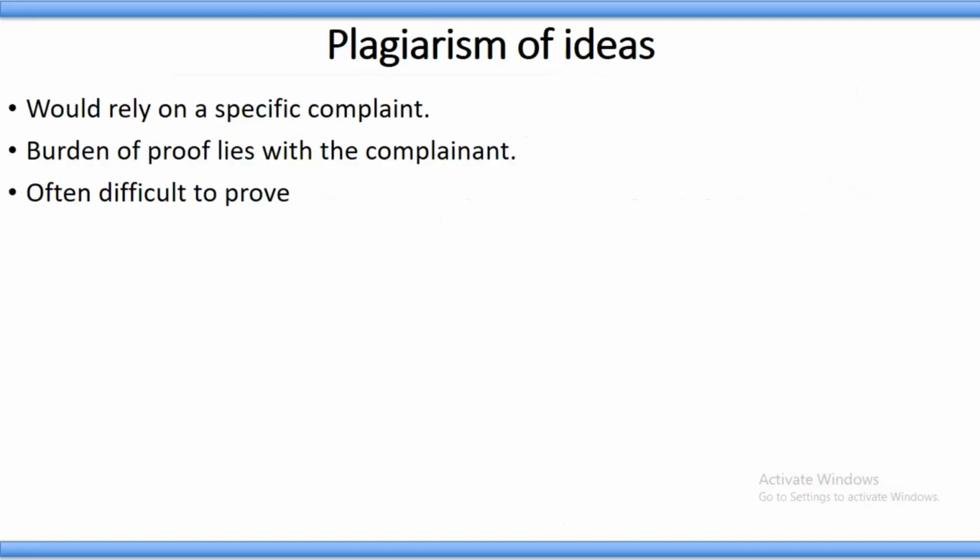So plagiarism of ideas is a more abstract concept, and generally editors won't be aware of it unless there is a specific complaint related to this. The burden of proof lies with the person who is making the complaint, and it's often difficult to prove. So plagiarism of ideas is difficult, most of the time, to identify, and even once you identify it, you may have difficulty proving it, unless somebody has published a hypothesis before and somebody else publishes a paper based on that hypothesis without proving it.